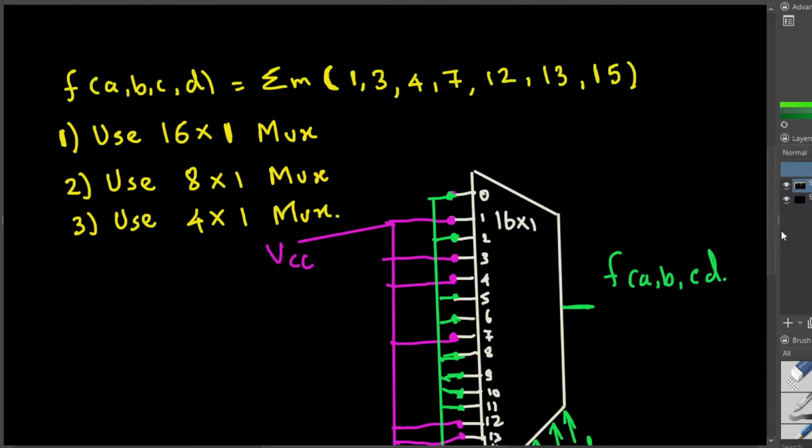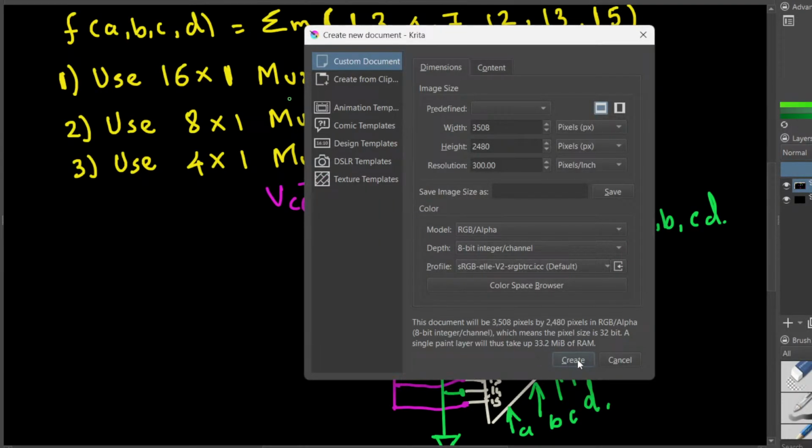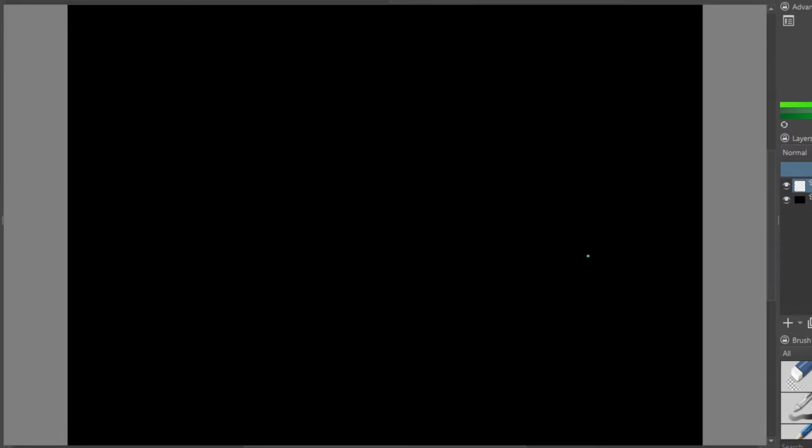Now the next one, we are going to draw the 8 by 1 mux. But if we want to do an 8 by 1 mux and the variables go up to 15, we definitely have to use a truth table, because otherwise it's not possible. So let's create a truth table for it.